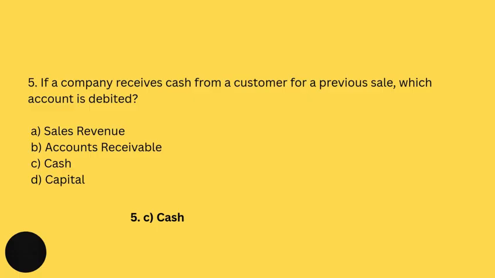If a company receives cash from a customer for a previous sale, which account do you think is debited? The correct answer is cash. This is an essential concept in accounting as it reinforces how we track incoming funds. So remember, when cash is received, we increase the cash account by debiting it. This is a fundamental aspect of our financial transactions.